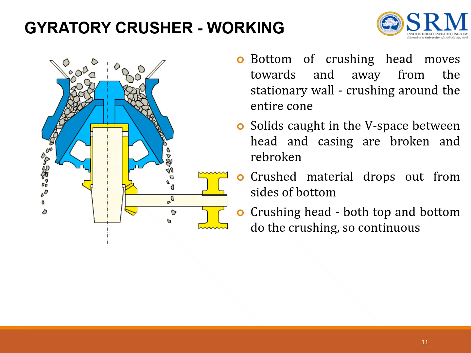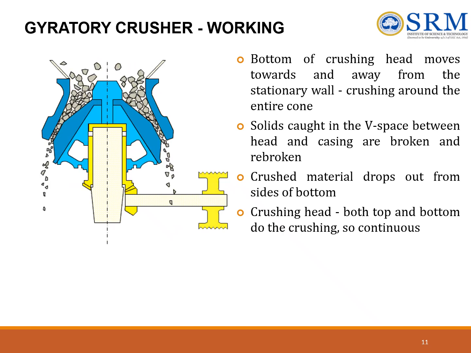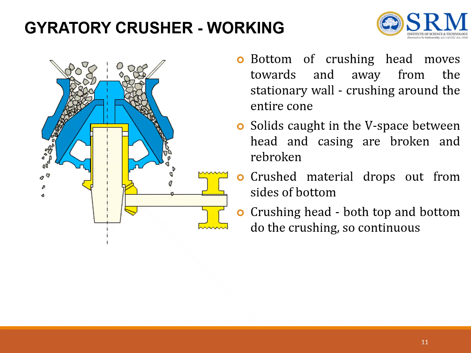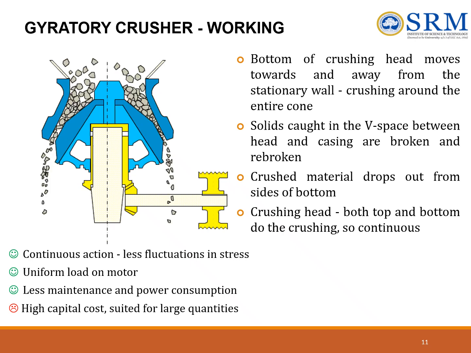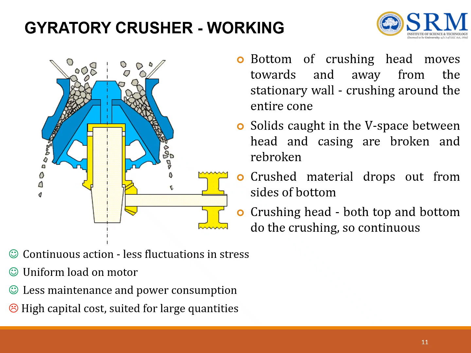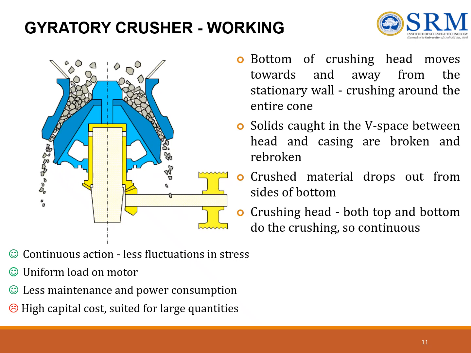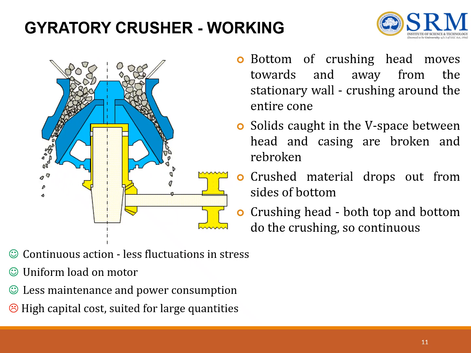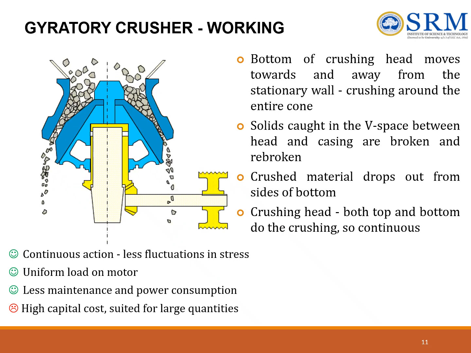The solids are caught in the V shape between the head and the casing and are broken and rebroken. The crushed material drops from the side of the bottom. The crushing head, both top and bottom, do crushing. So it is continuous action, with uniform load on the motor, less maintenance and power consumption, high capital cost, suited for large scale applications.